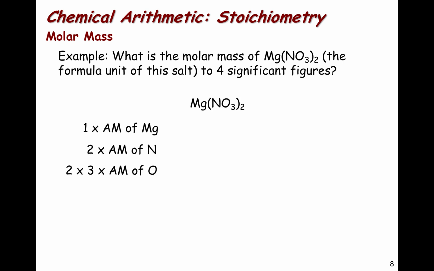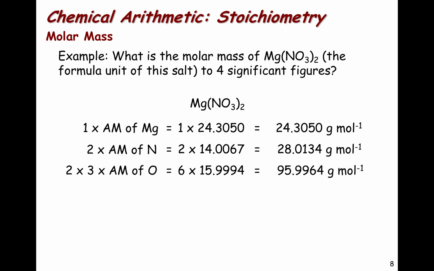So, to do this calculation, we're going to have 1 magnesium atom, so we need to look up the atomic mass of magnesium, and then add to that 2 times the atomic mass of nitrogen, because since there are two nitrates, the 2 outside of the parentheses would be distributed into both the nitrogen and the oxygen. And then likewise, we need 6 oxygen atoms, the 2 times 3 giving a total of 6 oxygen atoms, and multiply that by the atomic mass of oxygen.